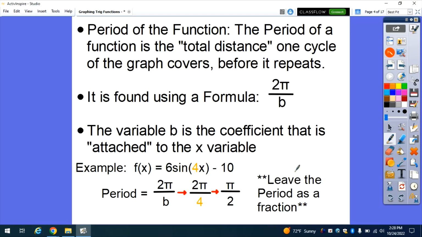Now this is very important right here. Leave the period as a fraction, just like we did when we were converting to radians. Okay, leave the period as a fraction. It actually makes the work easier.